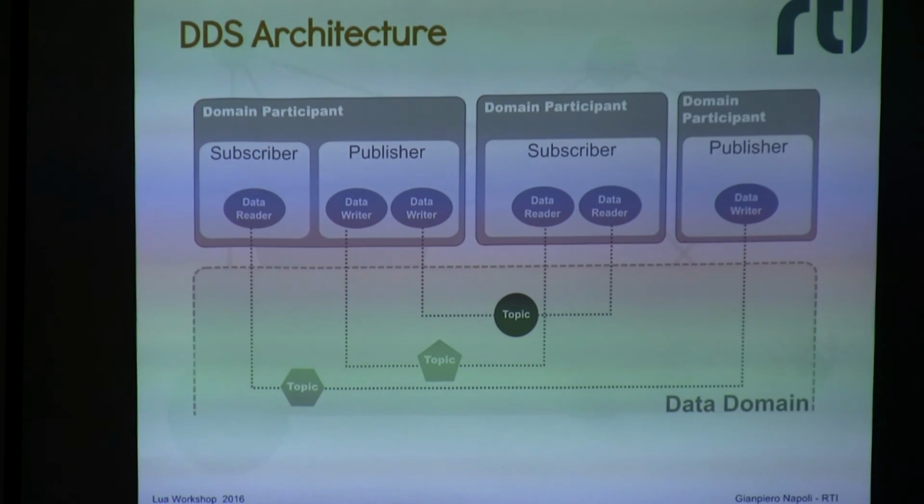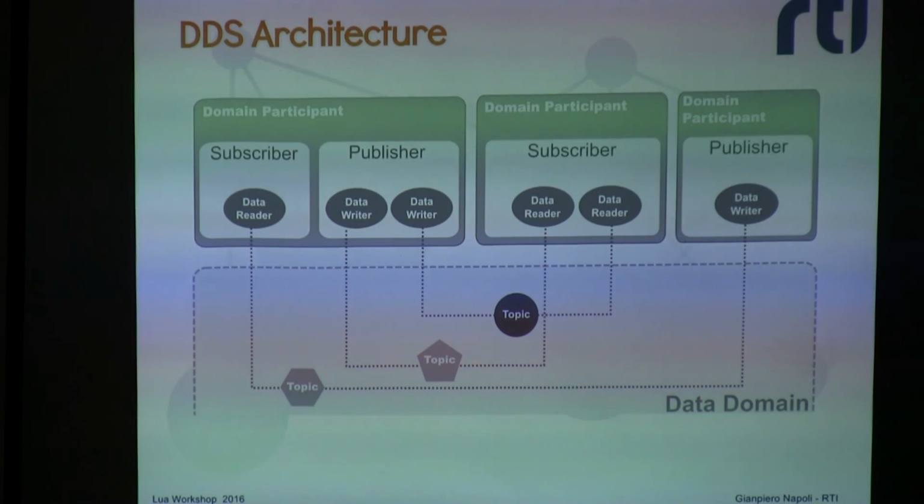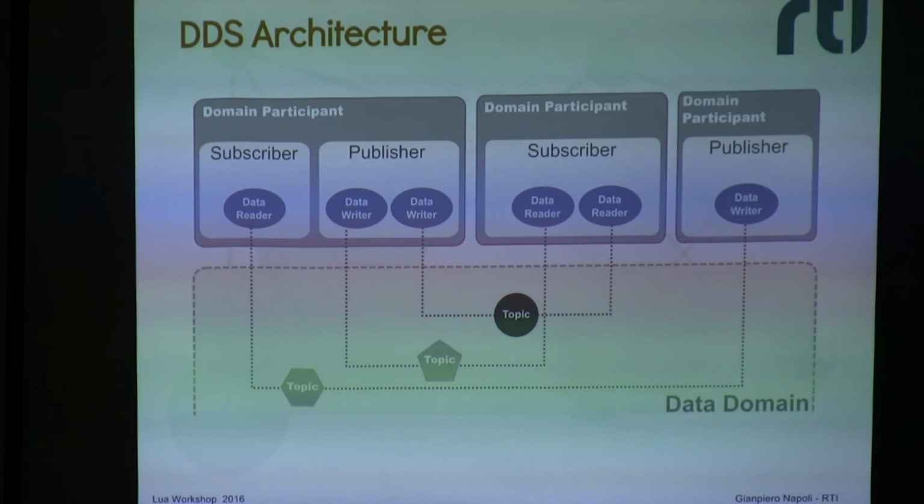Anyway, the entities that you have to create when you start programming with DDS are basically a domain participant, that represents a logical space. It usually contains one or more subscribers or one or more publishers, and each publisher has data writers, and each subscriber can have data readers, and so on.